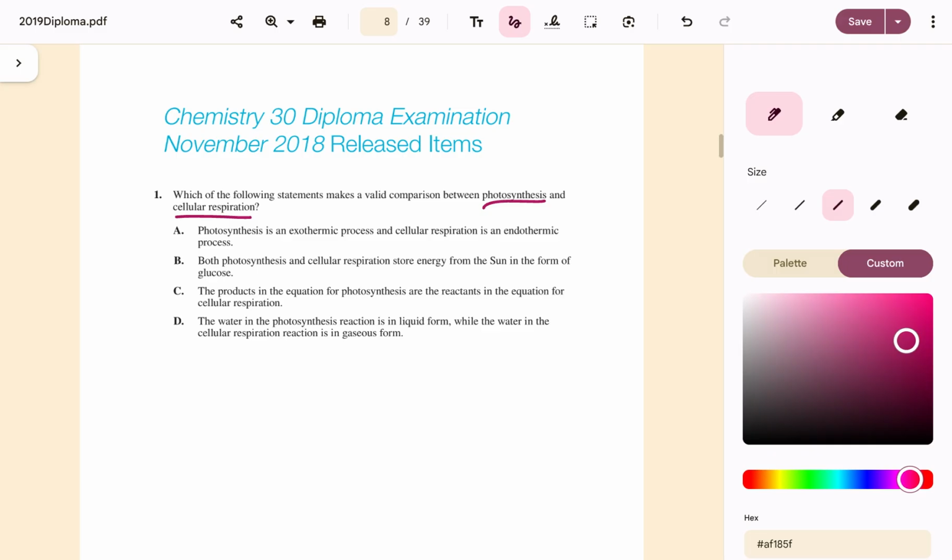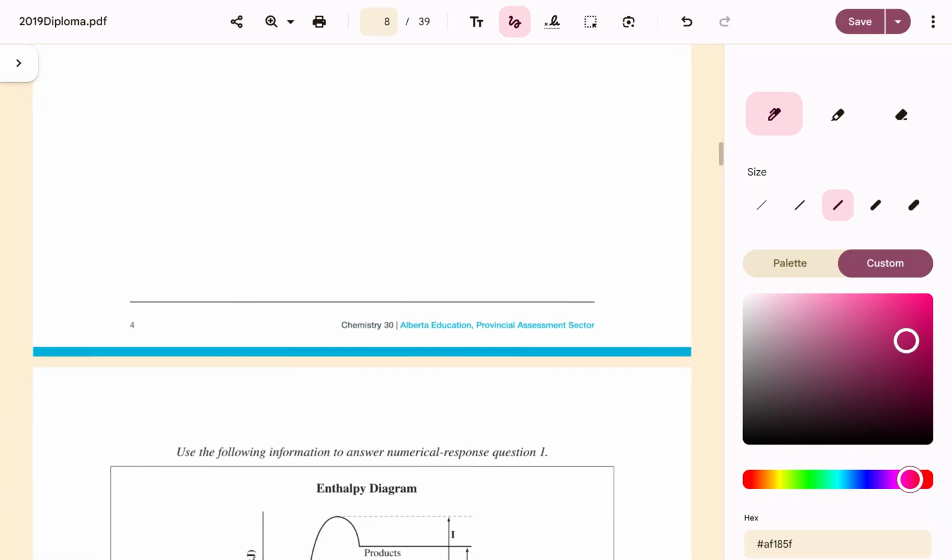So the best answer here is going to be C. The products of the equation for photosynthesis are the reactants in the equation for cellular respiration. So as we know, the two reactions are similar, but they're in the reverse order. So we definitely want to know that.